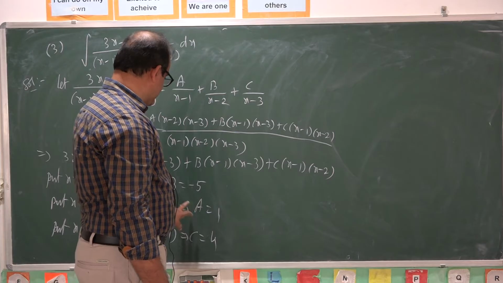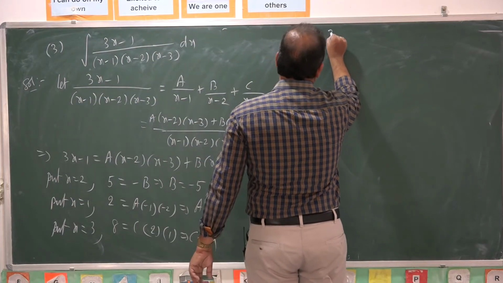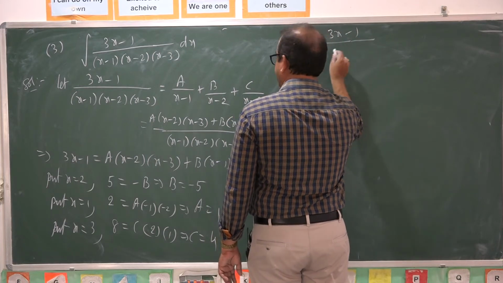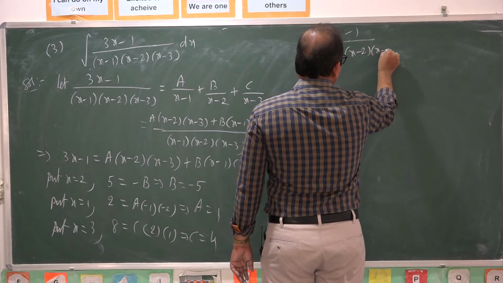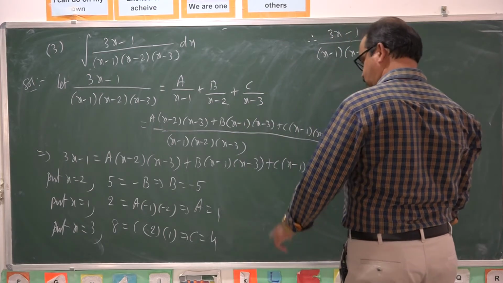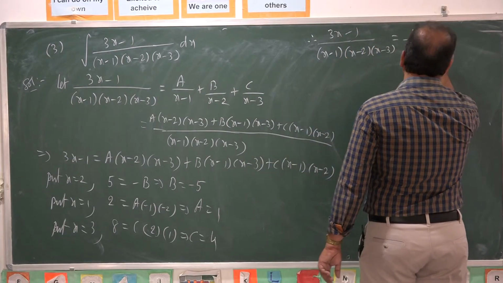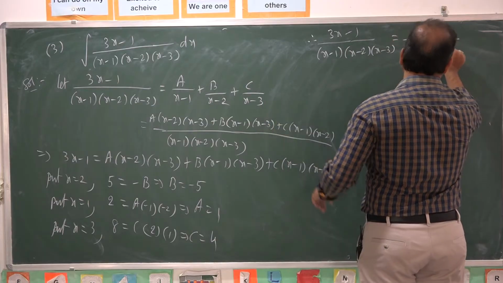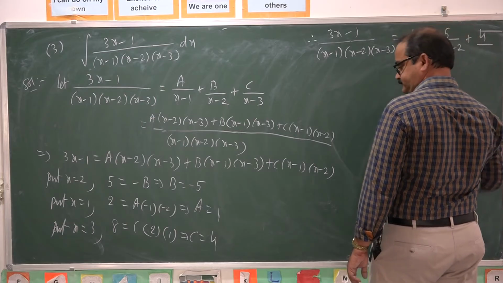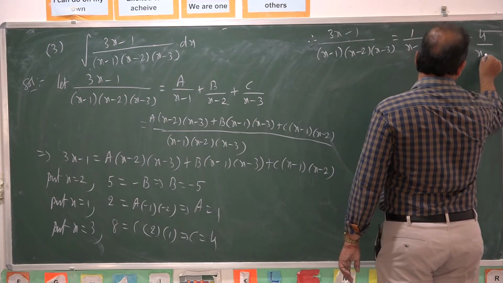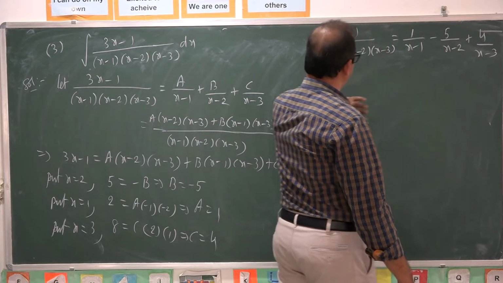Now substitute the A, B, C values here. Therefore (3x minus 1) by (x minus 1)(x minus 2)(x minus 3) is equal to A value 1 by (x minus 1), B value minus 5 by (x minus 2), C value 4 by (x minus 3). These are the partial fractions.